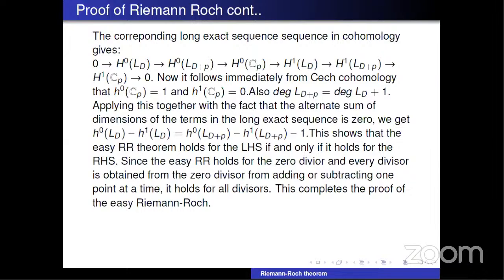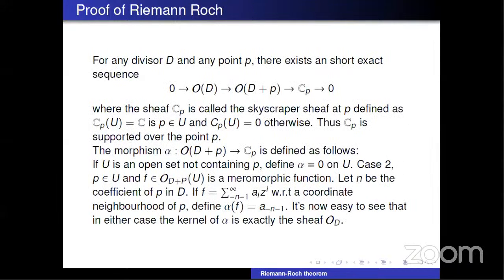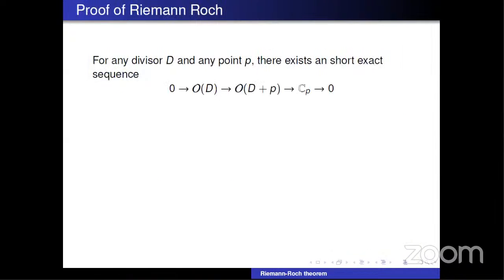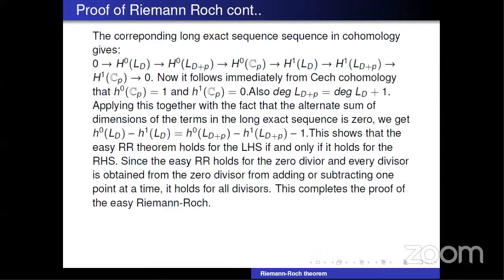Now since the easy Riemann-Roch theorem holds for the 0 divisor and every other divisor is obtained from the 0 divisor by adding or subtracting 1 point at a time, it holds for all divisors as well. We have already said right at the start that the easy Riemann-Roch theorem holds for the 0 divisor. That was this comment at the end. It holds for the trivial line bundle, or equivalently the 0 divisor. So by adding or subtracting 1 point at a time, we see that it holds for every divisor. This completes the proof of the easy Riemann-Roch theorem.